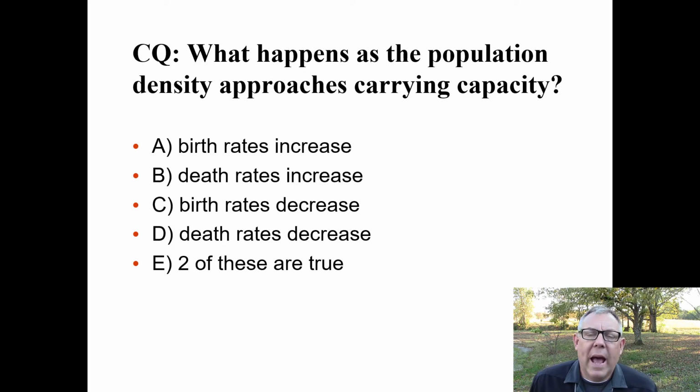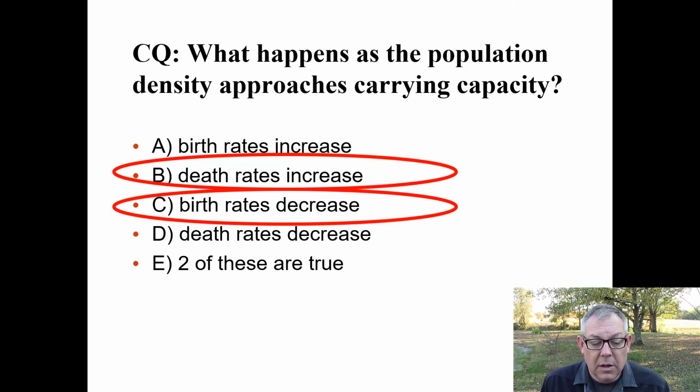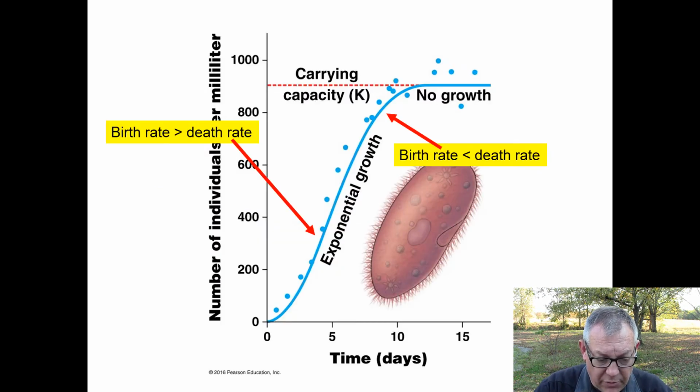Now, what happens as that density approaches carrying capacity? Do the birth rates increase? Do the death rates increase? Do the birth rates decrease? Do the death rates decrease? Or is it more than one of these, a couple of these? Well, it's a couple of these. As you get closer to the carrying capacity, mortality rate goes up, natality rate goes down. These two things are always interacting with each other.